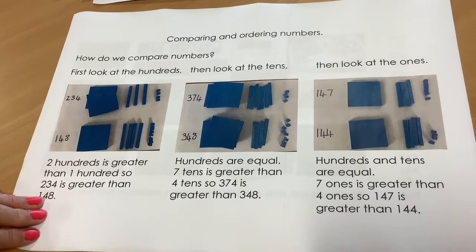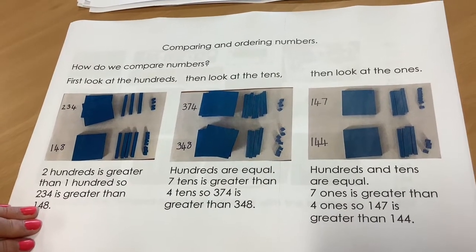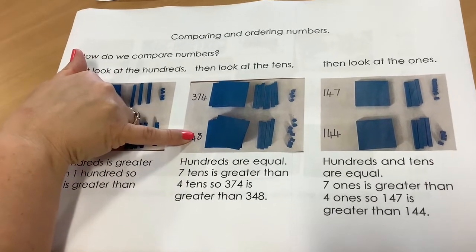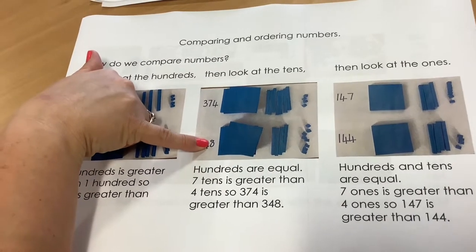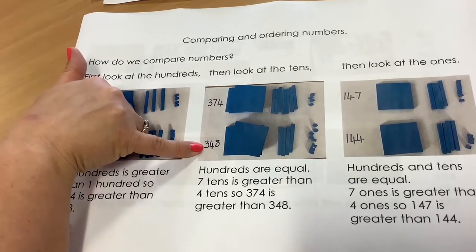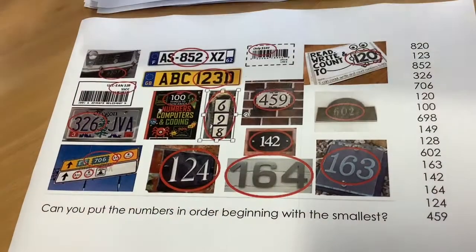So really important to remember that when we are comparing numbers, we start with the biggest part of the number. Because if we looked at the ones, we've got 4 ones here, 8 ones here, we would think that this was the bigger number. But actually, 374 is bigger than 348. So just bear that in mind.